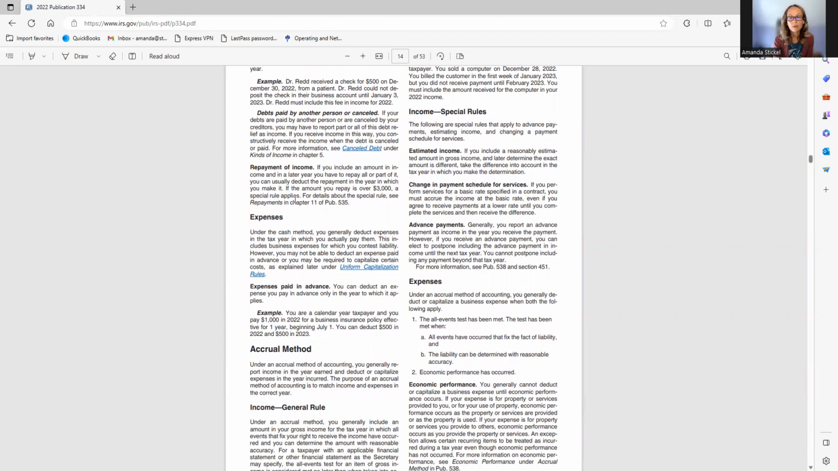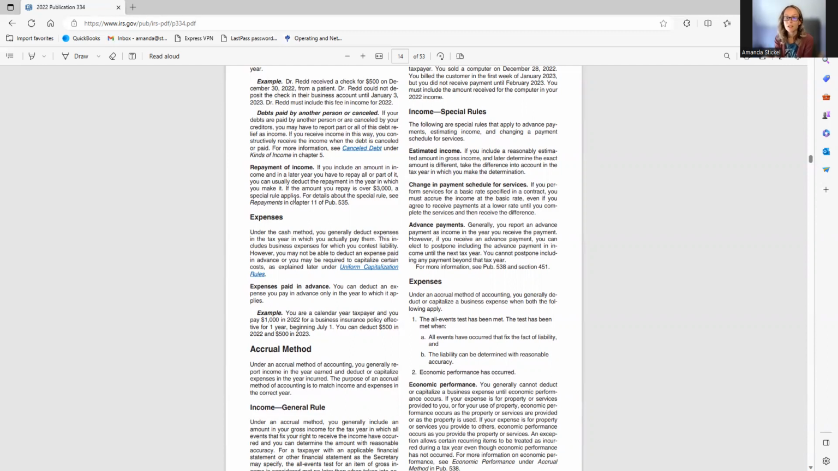Estimated income. If you include a reasonably estimated amount in gross income and later determine the exact amount is different, take the difference into account in the tax year in which you make the determination. So if you provide a service and you estimated how much that service was worth and you reported that income in the 2022 tax year, but during 2023, you then invoiced and actually wrote down everything and submitted the invoice to them and are working at getting paid, you then determine that the actual amount for the income should be higher or lower. That difference is then reported in that 2023 year when you've determined that difference.